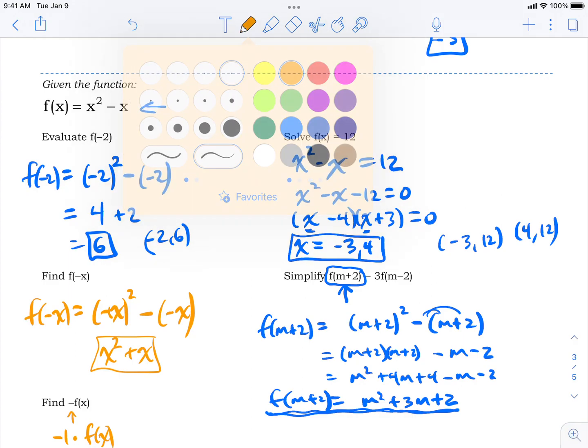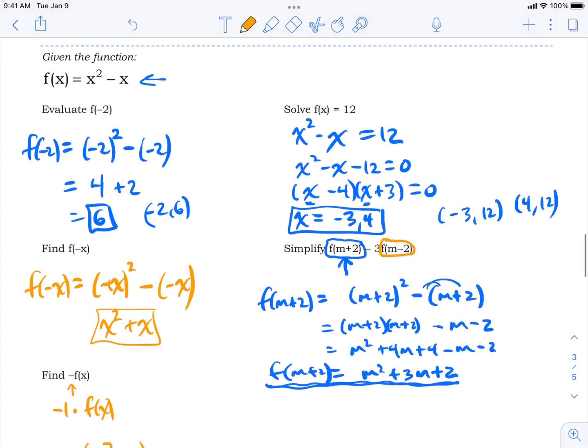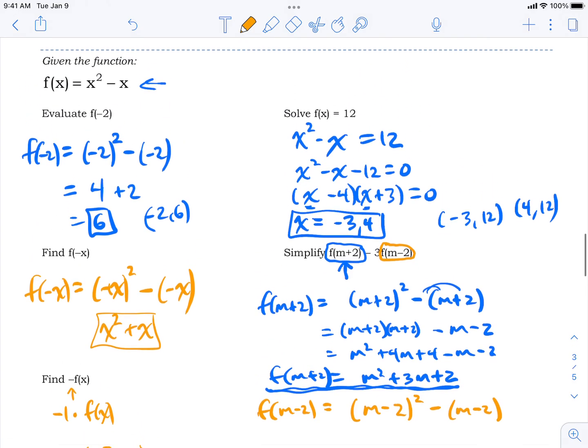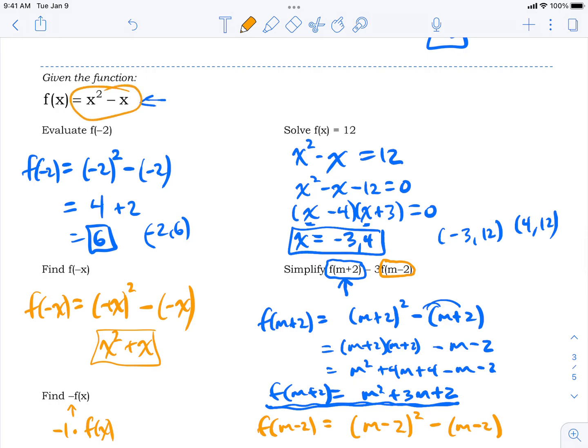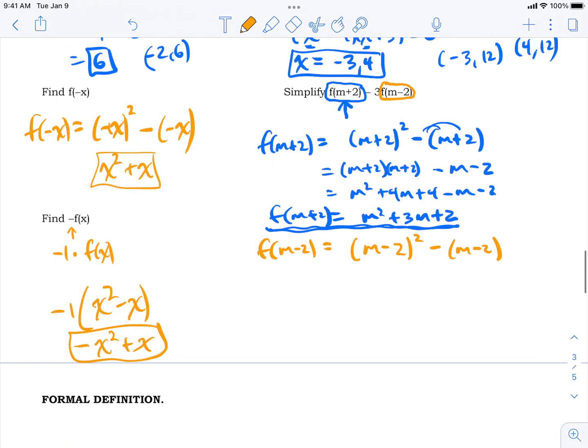Moving right along, we have to look at this other term, and this other term is a 3 times, and we should first figure out what that is. f of m minus 2. Okay. So we've got to figure out what is f of m minus 2. You can kind of see it's going to be very similar. It's just that I've got an m minus 2 squared there, and then I've got an m minus 2 here. Again, I'm plugging into this formula. So you take the input squared minus the input. The input's m minus 2. So I take the m minus 2 squared minus the m minus 2.